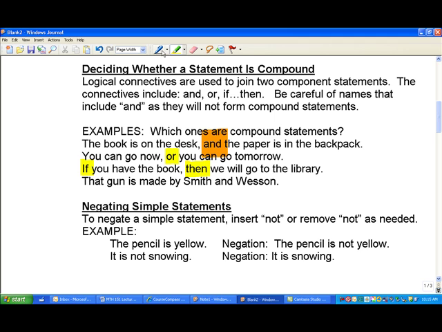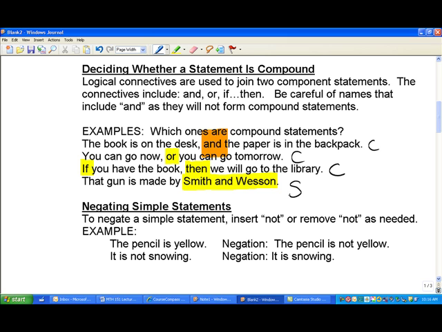So let me put C's here to indicate they're compound. Now the last one is not compound. In this case, and is part of the name of the manufacturer. So that gun is made by Smith & Wesson. That will be a simple statement.